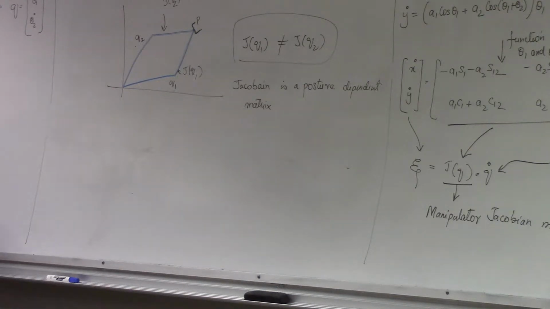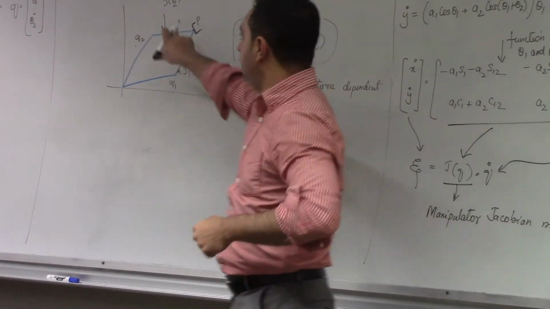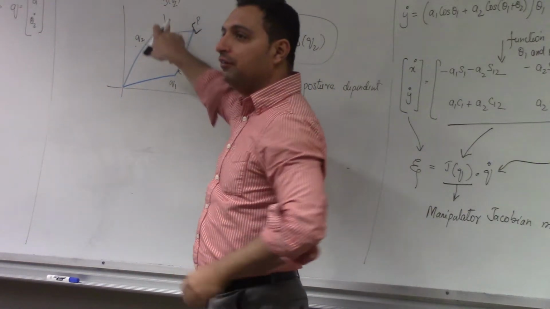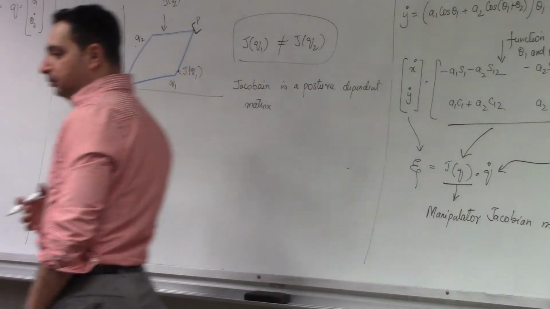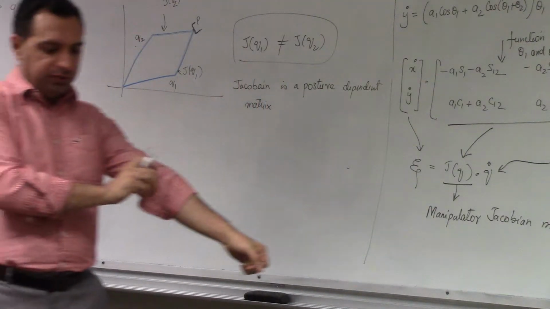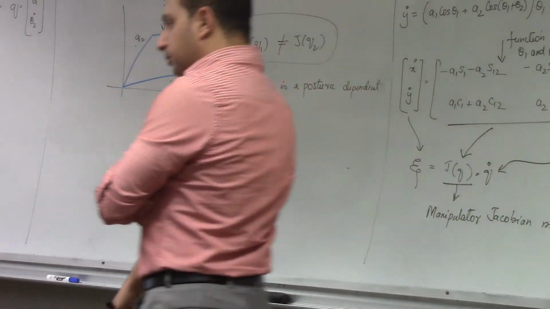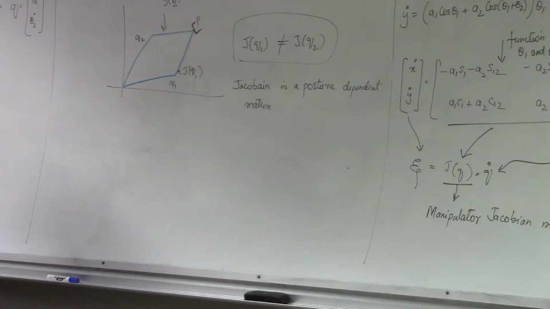So sometimes you'll have a choice. Should I go to this point in this posture, or should I go to this point in this posture? Which is better for me? That depends upon how well-conditioned the Jacobian is. And we'll talk more about it as we study the properties of a Jacobian. What should a Jacobian ideally be like, so that you're able to judge the posture of the manipulator.